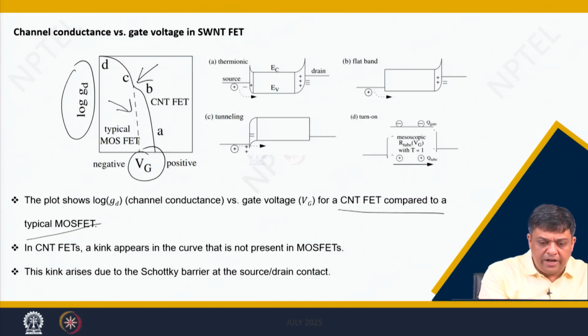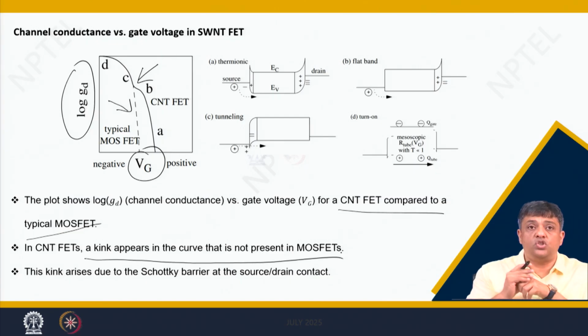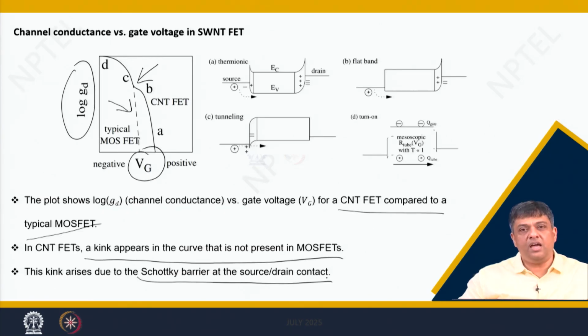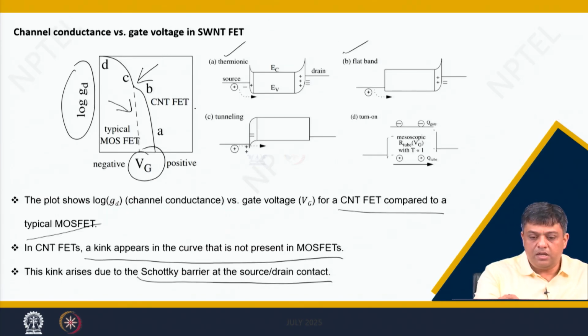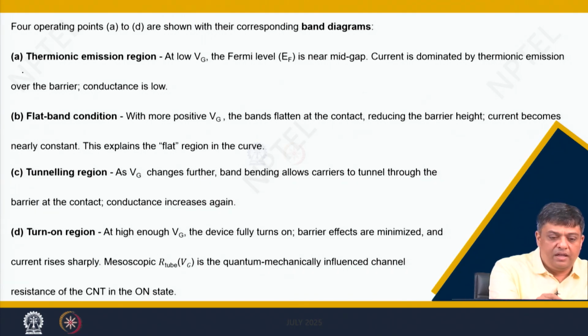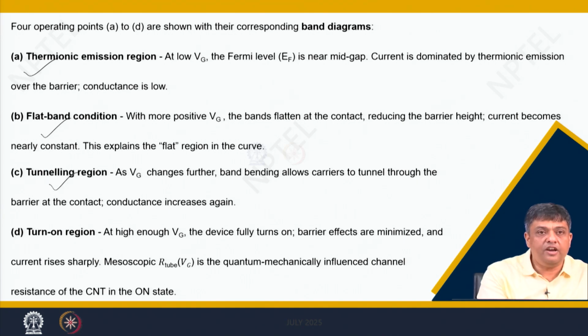Let us say at near point B, a kink appears which is not there in MOSFET. This is actually coming in because of the appearance of Schottky barrier at the source drain contact. And the 4 diagrams which are shown here, A, B, C and D, define the 4 regions: the thermionic emission region, the flat band conduction, the tunneling region and turn on region.